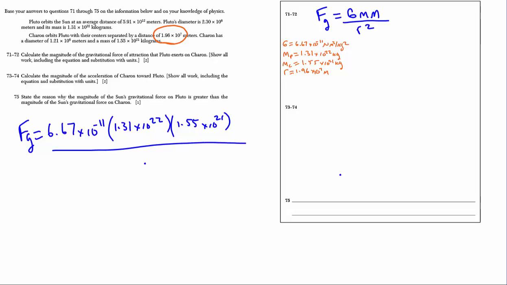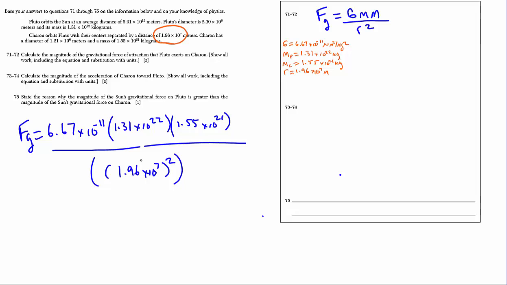And all of this we're going to divide by the distance between them. We got to make sure we square that distance. When you put that in your calculator, it gets a little wonky. So I encourage you to use double parentheses. I encourage you to do 1.96 times 10 to the 7 in one set of parentheses. After you close that, raise that and square it, and then close that set. That way, you're assuring that you're only squaring this bottom term.